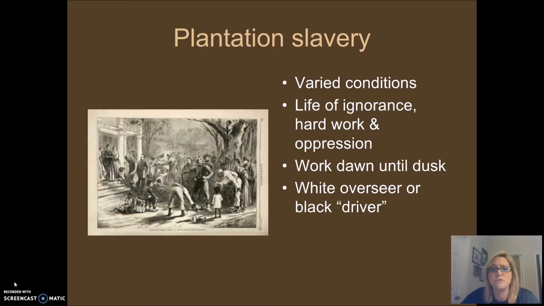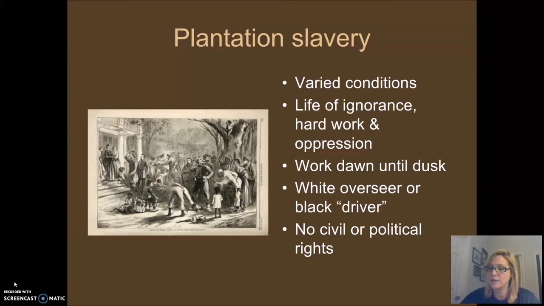Because it was an agricultural society, you were forced to work from dawn until dusk. You always had someone overseeing you, either a white overseer or a black driver. And often the black driver was worse than the white overseer because, again, it's that idea of superiority, because that was a position of power for people who had traditionally not had any. So if you became a driver, then you were seen as better than.